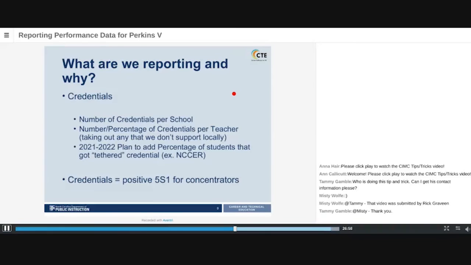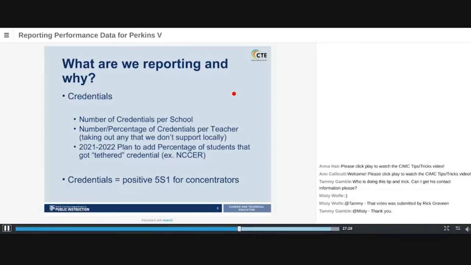But if they were a concentrator in Food 1 and Food 2, and they had gotten the food handler certification, but they were not showing on that validation report as a concentrator in that area, then that could be bad for us. So, making sure that all of their possible pathways are on that validation is going to be really important for that 5S1. Again, mainly for, did they get a credential there?